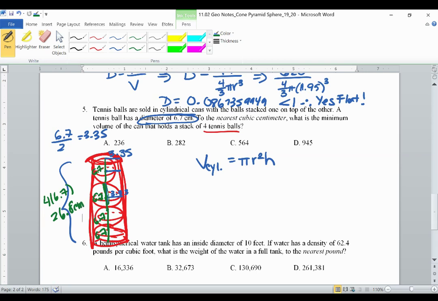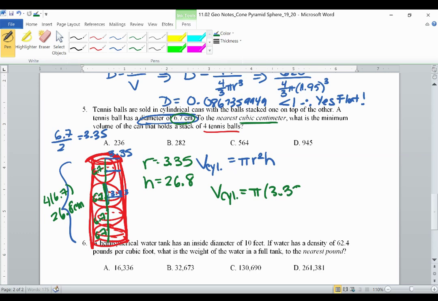can, because my can starts and stops right at the bottom of the last ball up to the top of your first ball. So we know our radius of our can is 3.35, and we know the height of our can is 26.8 centimeters. Also on these, always really be careful about your units. Sometimes they switch it up on you. So we know centimeters here, they're asking to the nearest cubic centimeter. So now we can just substitute in. They didn't change any units on us here.